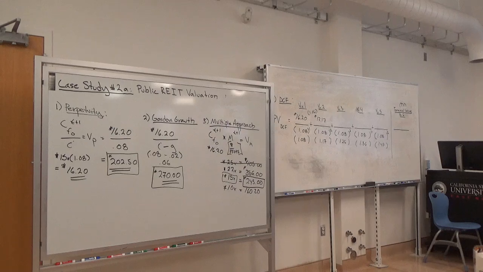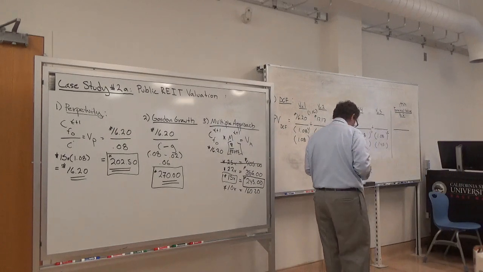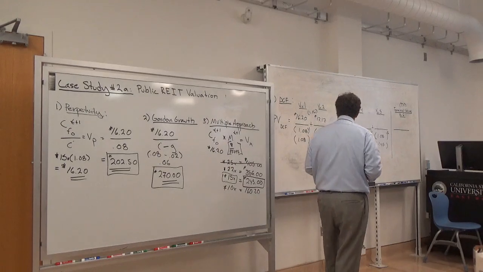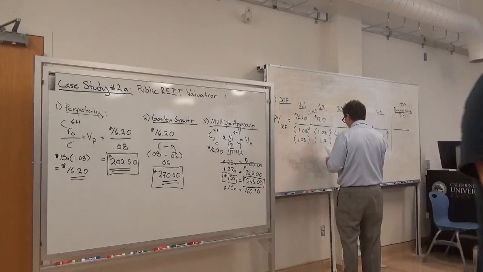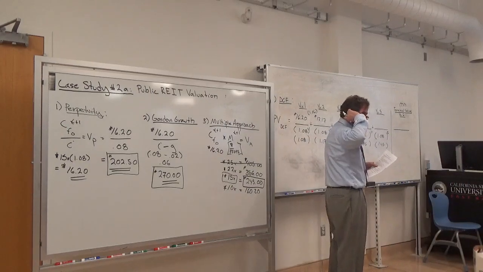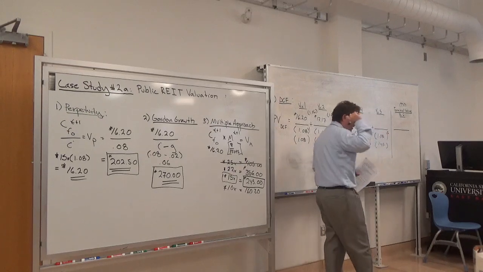Thank you. Okay, so how do we get the third year cash flow? 1 point what? What is it? Oh, is it 1.04? I'm a little hard of hearing.